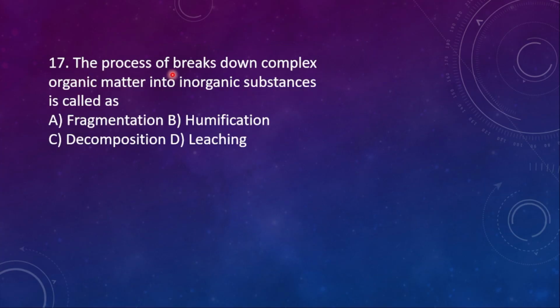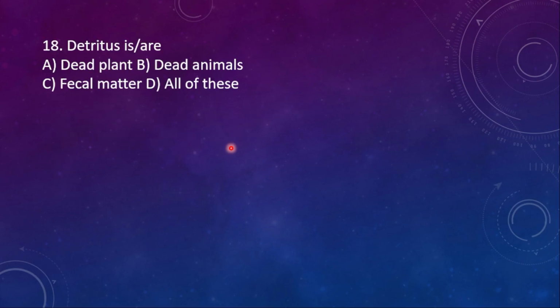17th one. The process that breaks down complex organic matter into inorganic substance is called A. fragmentation, B. humification, C. decomposition, D. leaching. So here the right option is decomposition. Eighteenth question. Detritus is or are A. dead plant, B. dead animal, C. fecal matter, D. all of this. Here the right option is all of this.